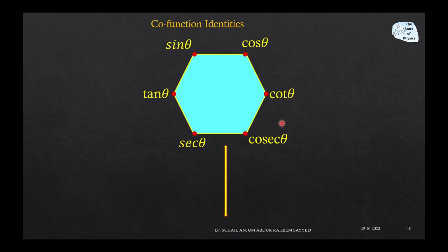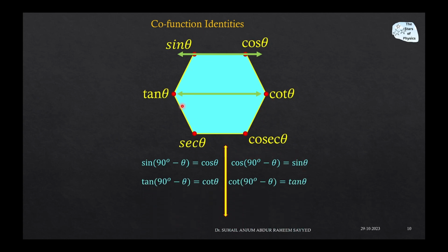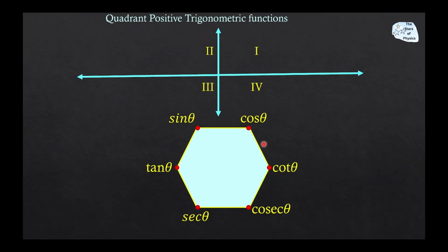Now there are further identities, they are called the co-function identities. Now consider this horizontal line which is having an arrow on both the sides. What it signifies is that sine of 90 minus theta is cos theta, and similarly cos of 90 minus theta is sine theta. Now similarly we have tan of 90 minus theta as cot theta and cot of 90 minus theta as tan theta, and sec of 90 minus theta as cosec theta and cosec of 90 minus theta as sec theta.